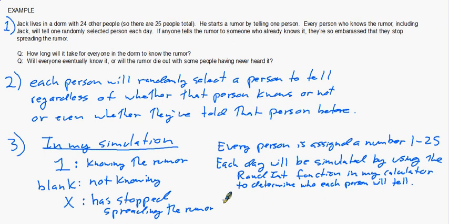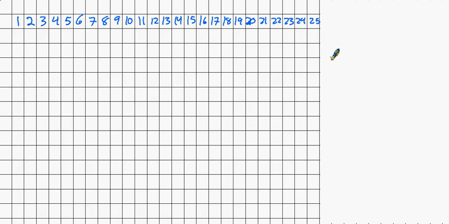So here's some details. What's already in my mind is I'm seeing a big table of people 1 through 25 and days going down, something like this. So here are my 25 people, and this is day 1. So looks like on day 1, only Jack knows. So he's got a 1, everyone else is blank.